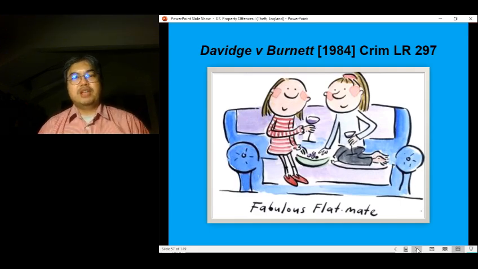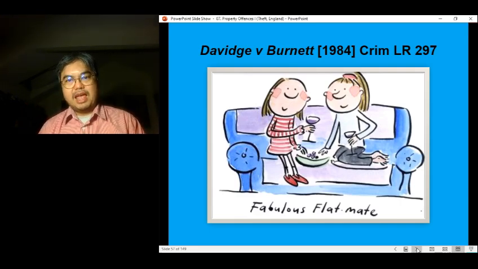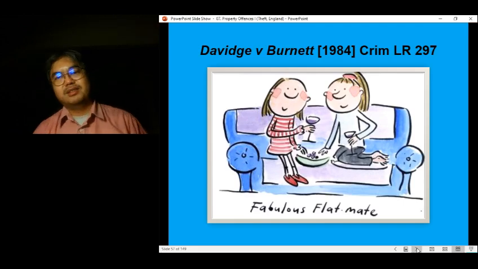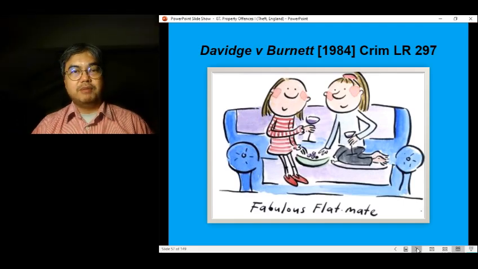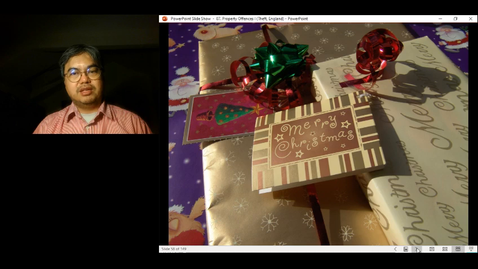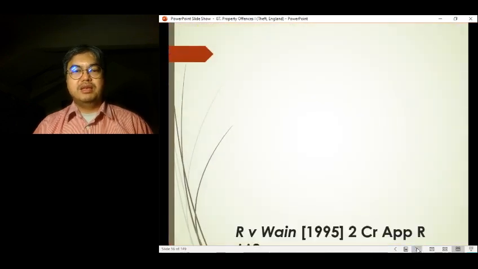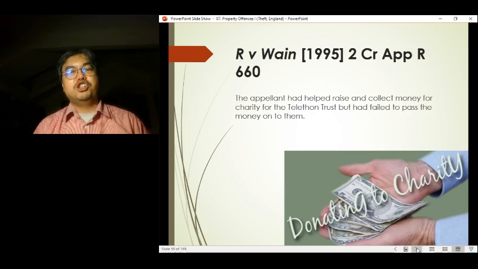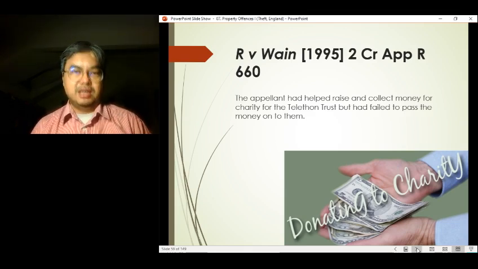So that's what happened in the case of David and Bernard. A few of them were staying together, and they gave money to one of the flatmates and instructed her to use that money to pay for the electricity bill. So clearly, in this case, the accused received money from the flatmates, and she was under an obligation to use that money and pay the electricity bill on behalf of the others. But she didn't do that. She was such a fabulous flatmate. She took the money and she bought Christmas presents for all of them. So she was charged and found guilty of theft because the money was meant to be used to pay for something. She was under an obligation to deal with the money in a particular way, but she didn't. She used it for something else.